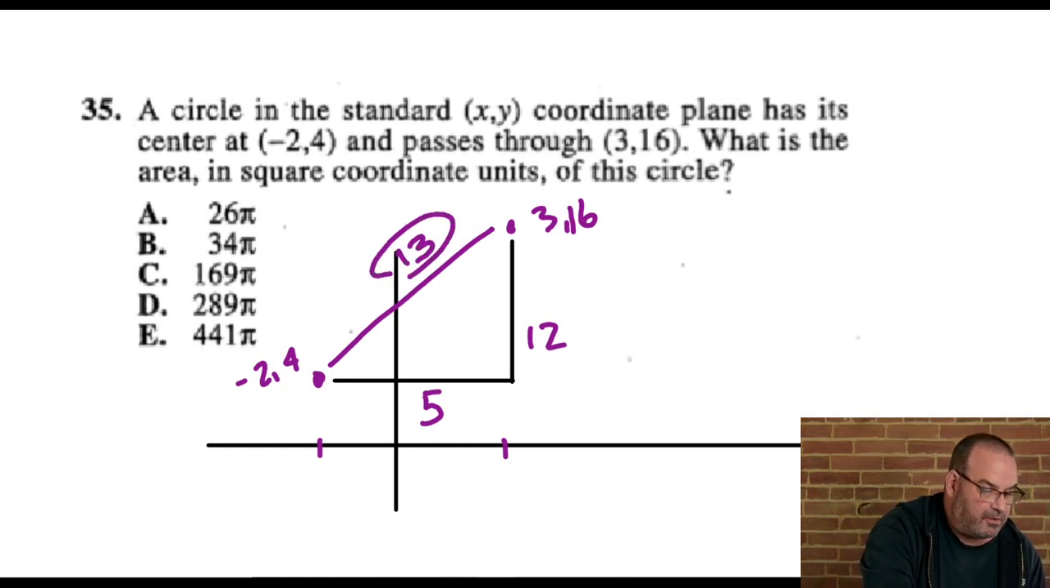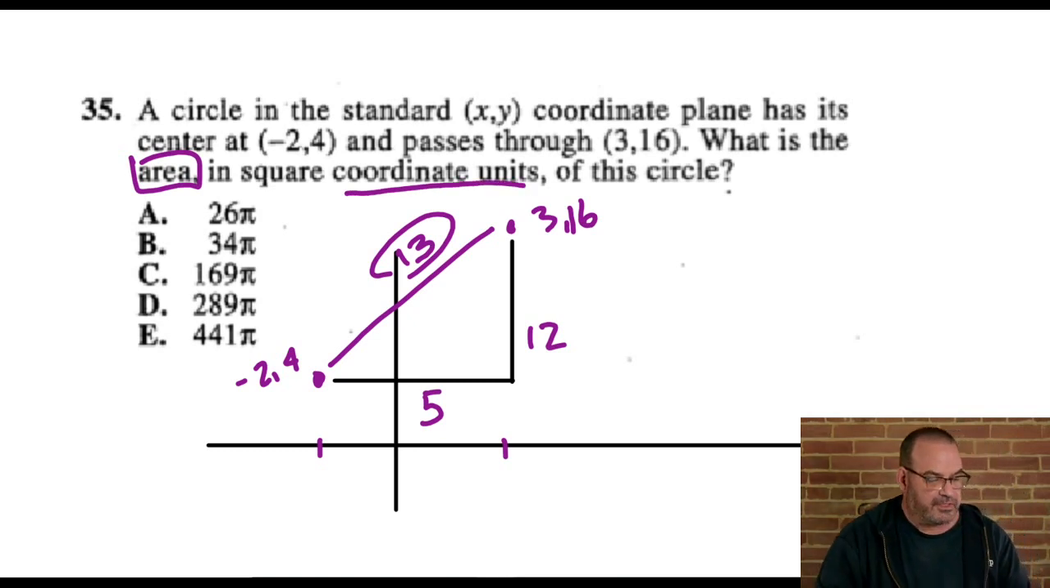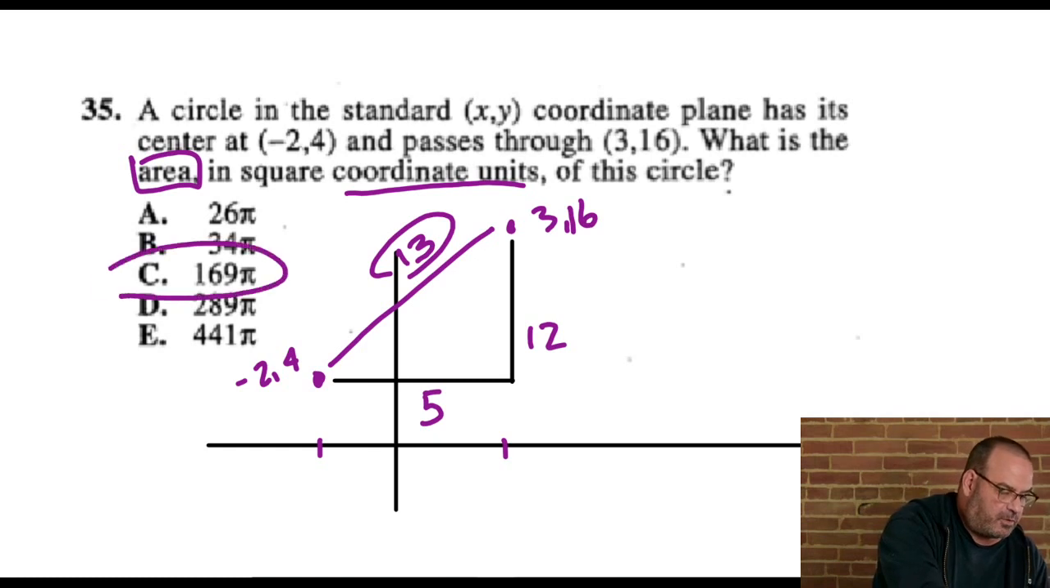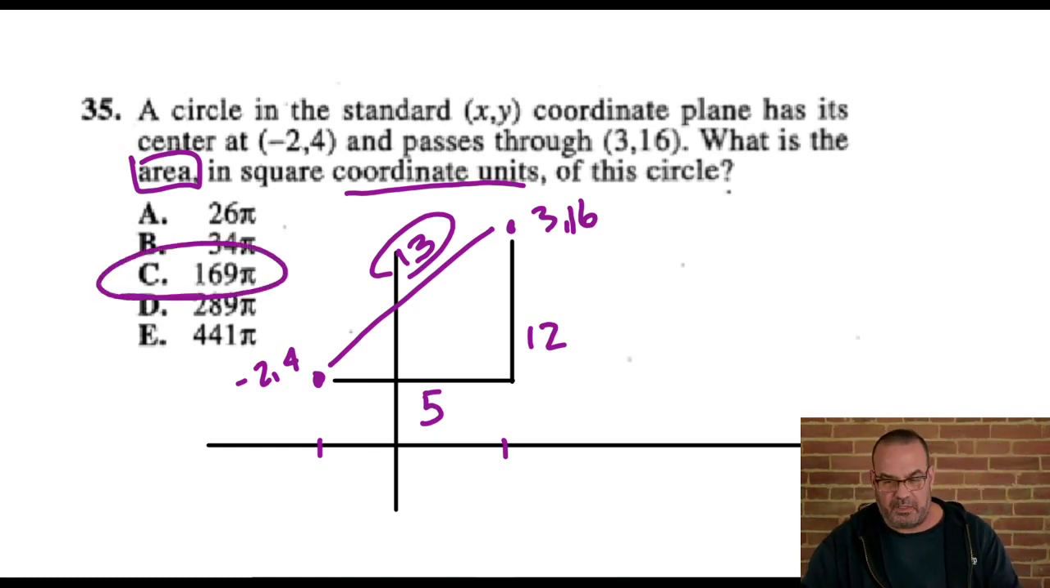It wants to know the area in square coordinate units of this circle, 13 squared. If you did my formulas for ACT, which is a video I've got on here, know your squares. Know 13 squared is 169.